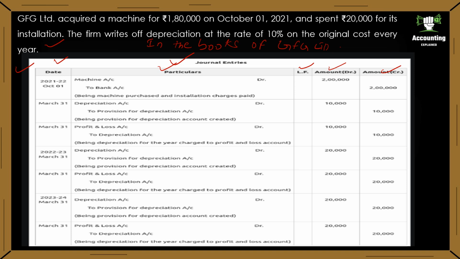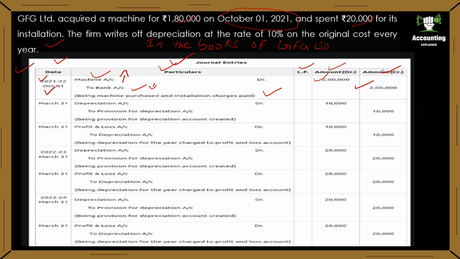Now let us see the solution. First, they have purchased machinery on October 1, 2021. So what is the cost of the machinery we saw? We saw it as 1,80,000 plus 20,000, which is 2 lakhs. So the first entry, October 1, 21-22: machinery account debit to bank account. Machinery is a fixed asset. When the asset increases, we have to debit it, so we are debiting 2 lakh. Bank is an asset. When the asset value decreases, we have to credit it 2 lakh. Being machinery purchased and installation charges paid is the narration.